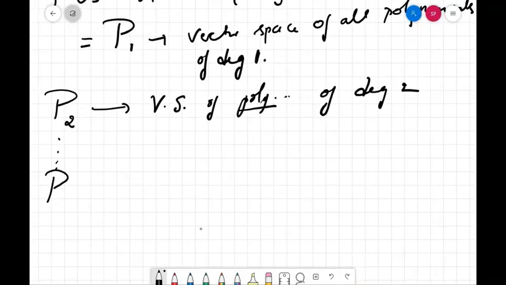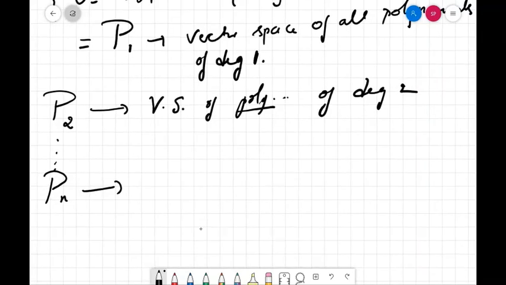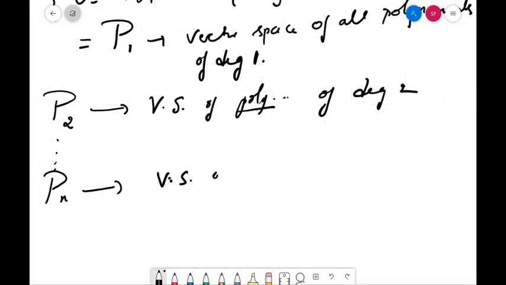And so on, I can say Pn is a vector space of all polynomials of degree n. This will also be a vector space. Like this, we have defined a vector space, and we have seen some basic examples of vector spaces. In the next lessons, we will go further.